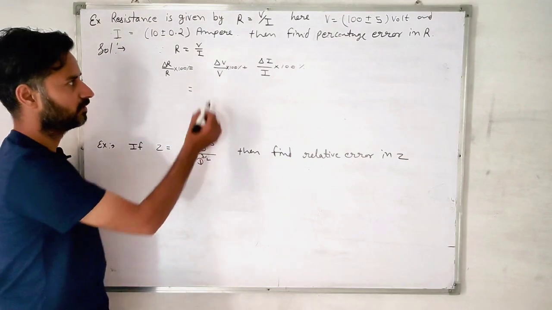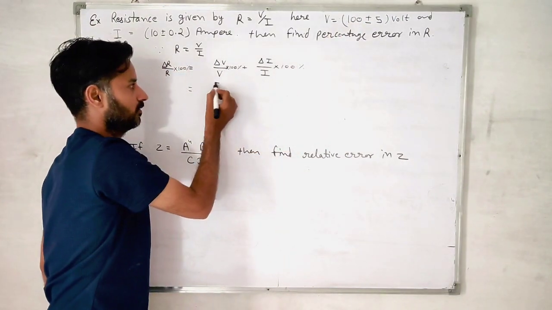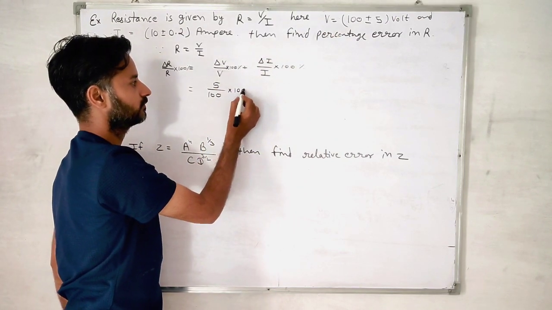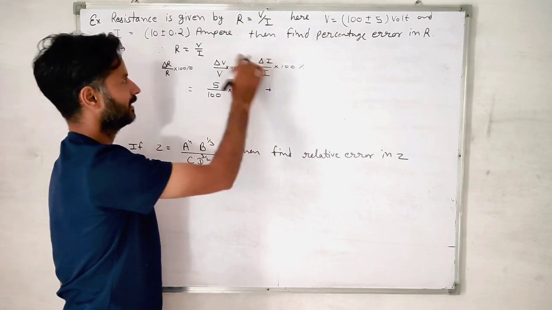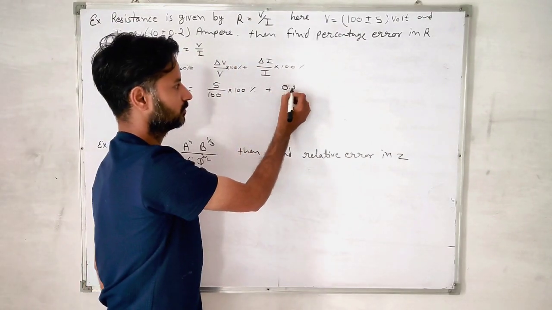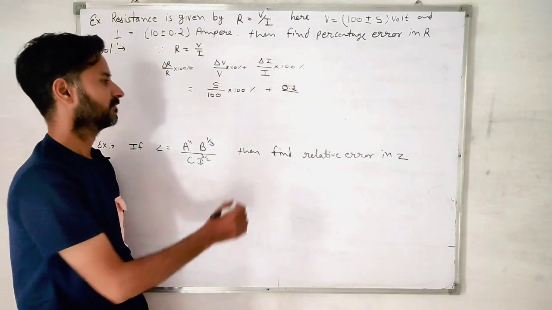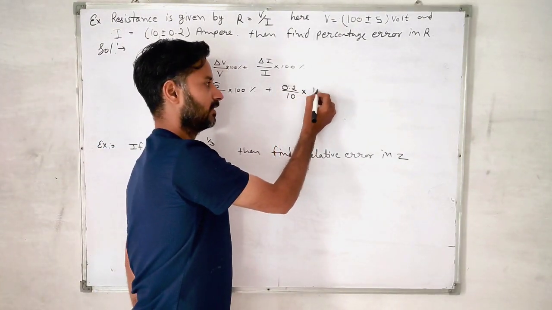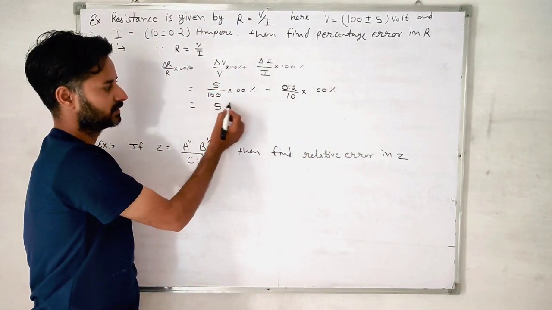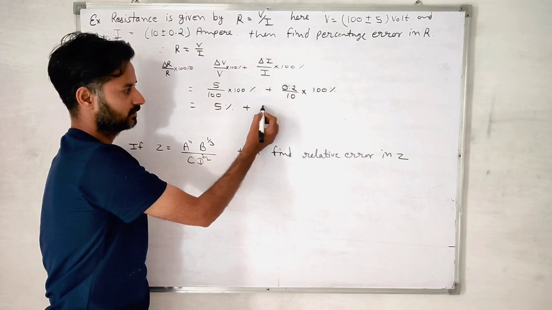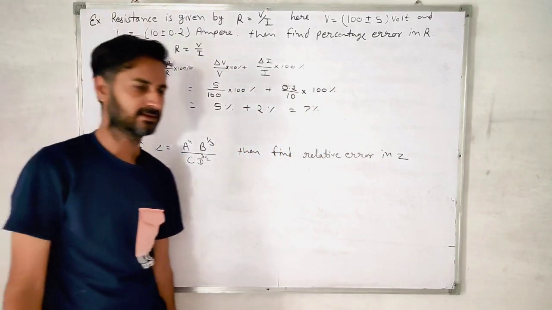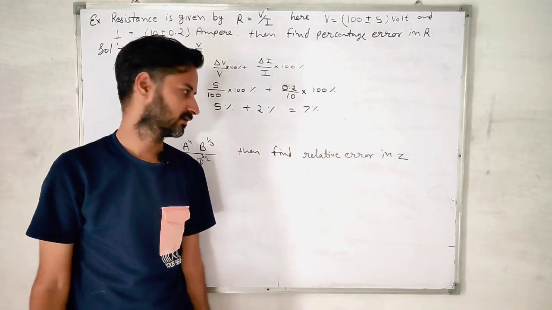So we get del V over V: the original value is 100 into (100 plus del I, 0.2 divided by I, which is 10) multiplied by 100, and we get 5% plus 2% equal to 7%. So the percentage error in R will be 7%.